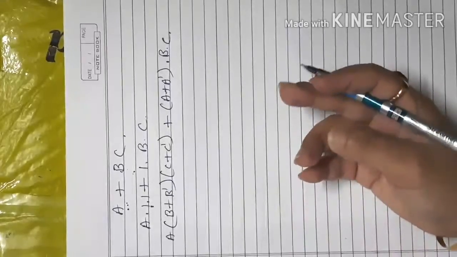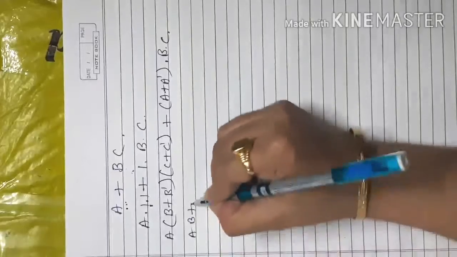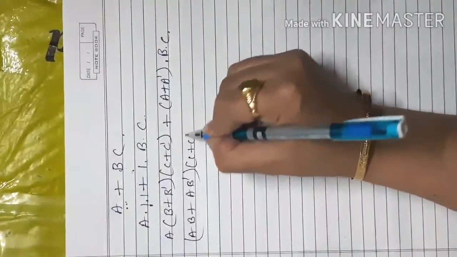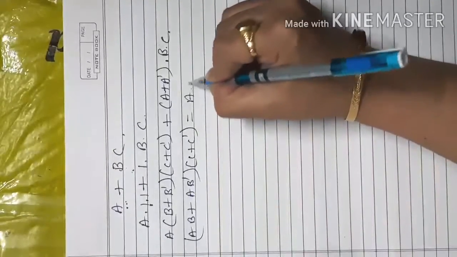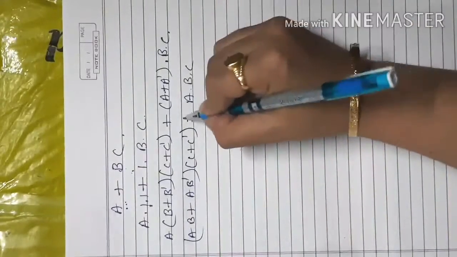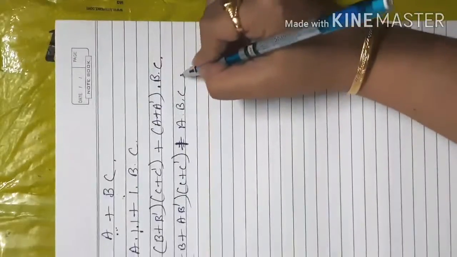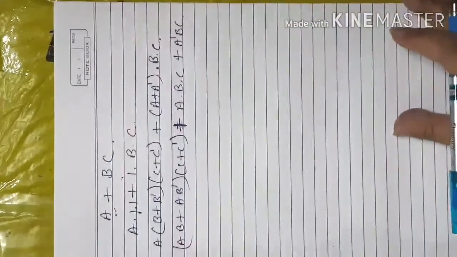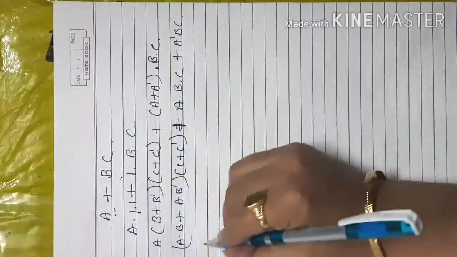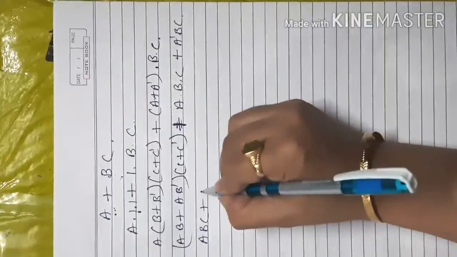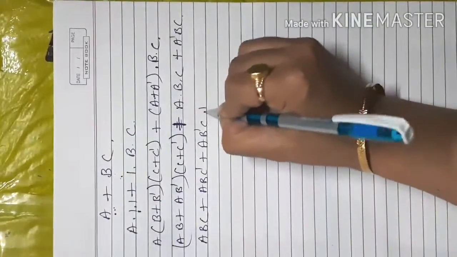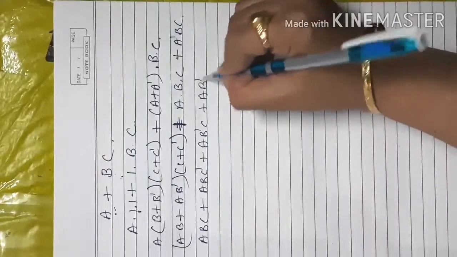Now what do I do next? I just apply the distributive property and open it. AB complement first, then C and C complement. Now here it will be multiplied: ABC, then plus A complement BC. Now I multiply this again: ABC plus ABC complement, AB complement C, or AB complement C complement.